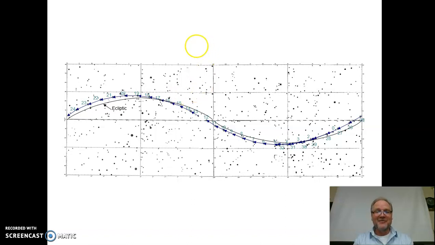We'll call the crossing points between the two paths nodes. There's a node right here, and there's a node right there. And the only time that eclipses are possible is when they both show up at that same point at about the same time. And some years they don't, or some months they don't. The moon will show up and the sun's on the other half of the sky. So it's just not the right timing.